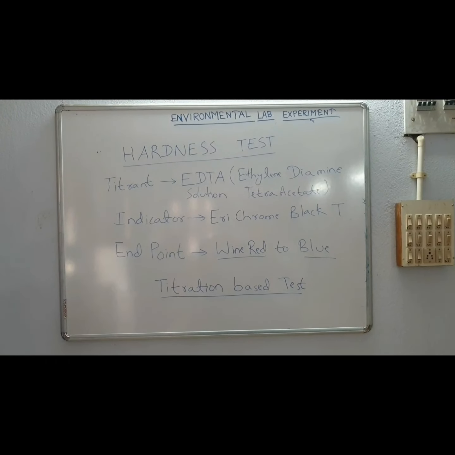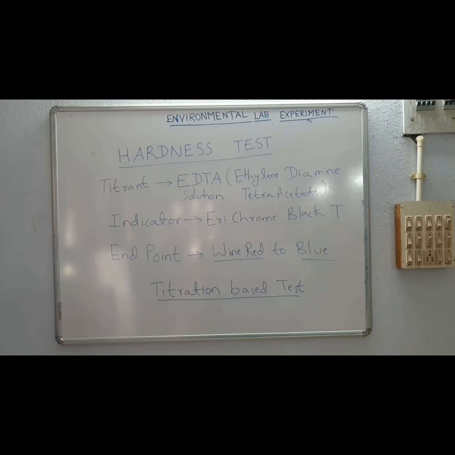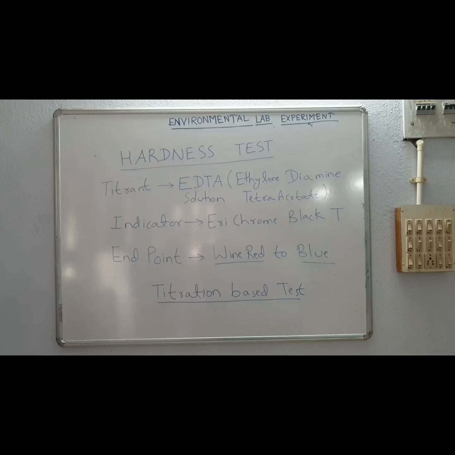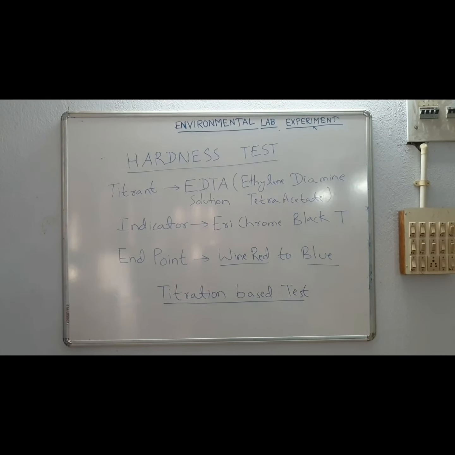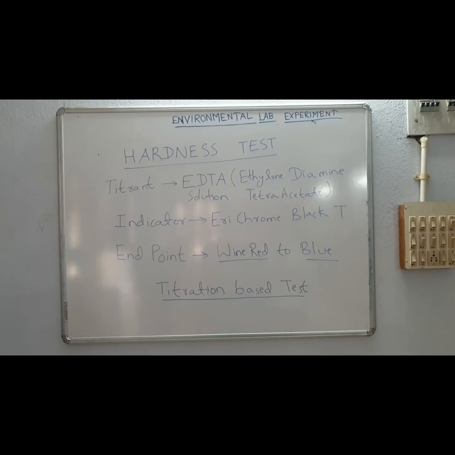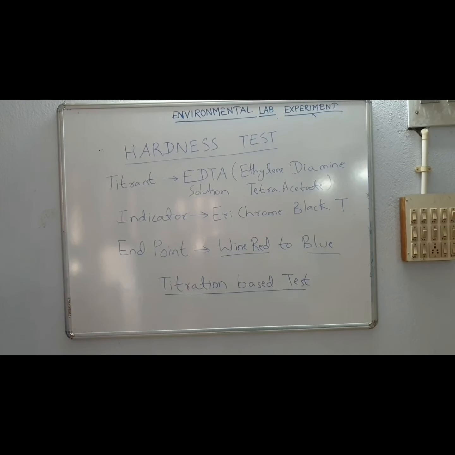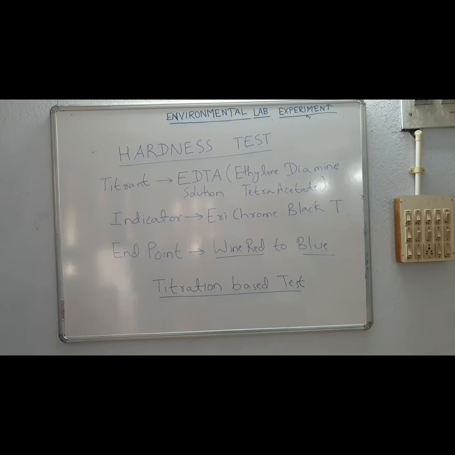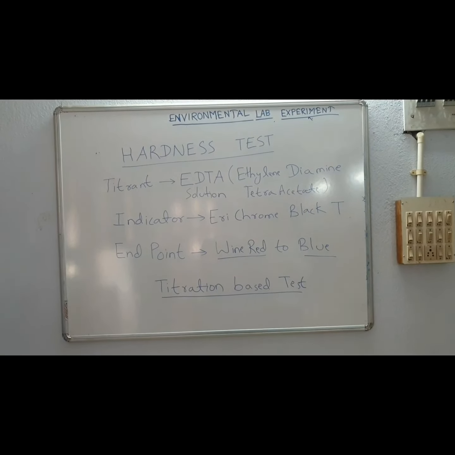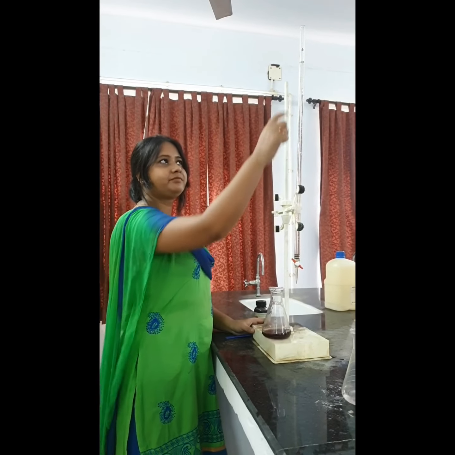Similarly, we will take distilled water in another flask and add the same indicator, Eriochrome Black T, which will also turn wine red. Then it has to be titrated against EDTA, and its endpoint will also be wine red to blue. Then the calculation step will be shown, which we will show you within a couple of minutes.